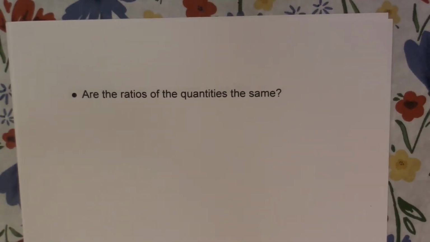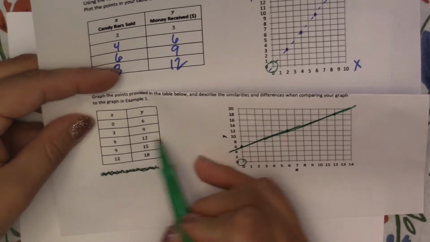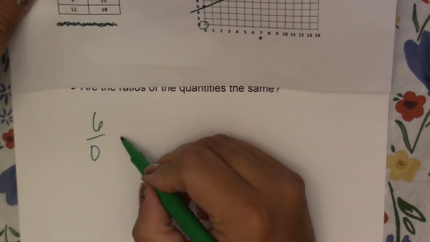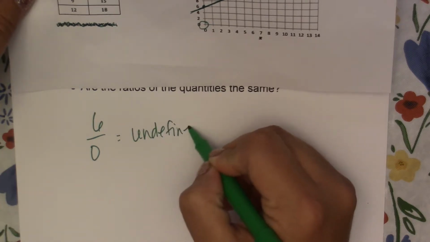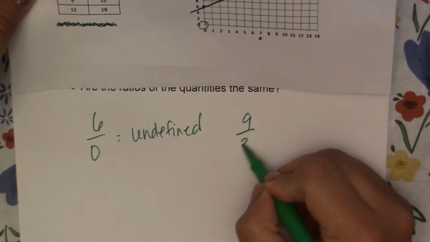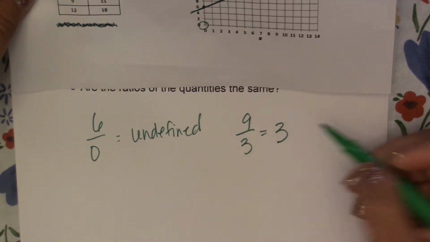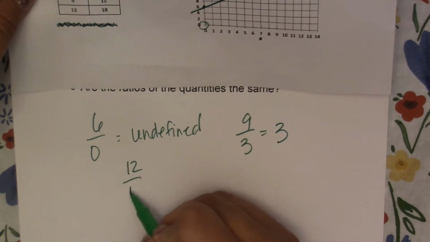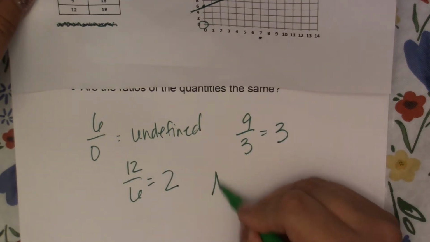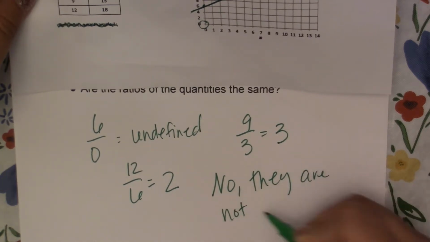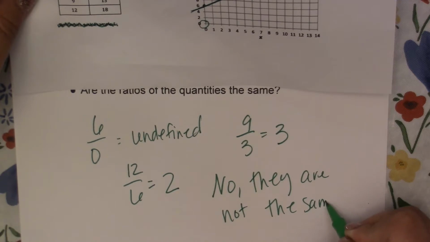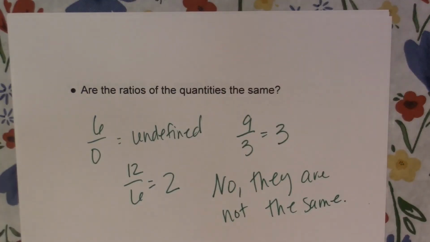Are the ratios of the quantities the same? So if we were to take this and compare each of these, is it the same? So 6 to 0 is undefined. You can't divide by 0. Okay, 9 by 3 would be 3. And then 12 to 6 would be 2. So no, they are not the same.